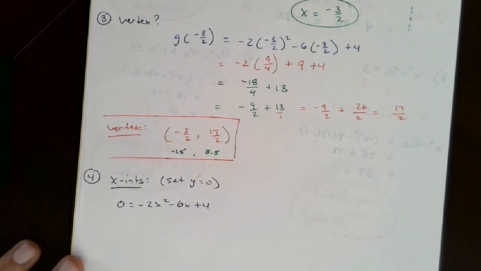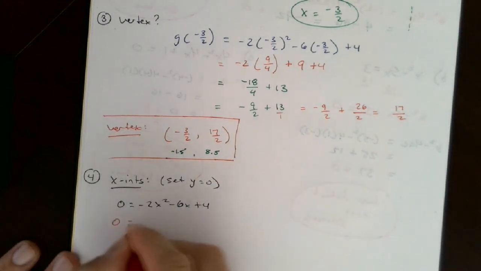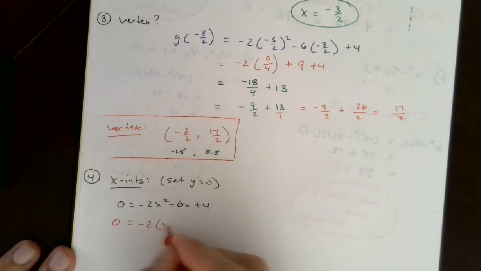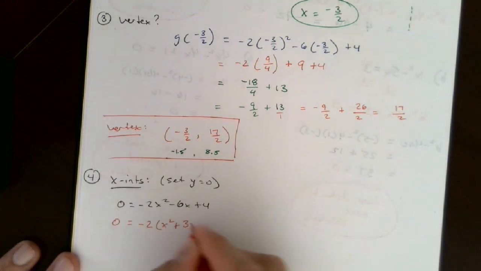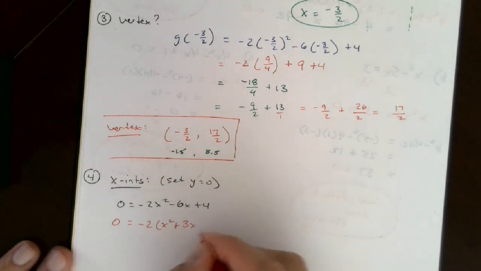Now to solve this, you might try factoring. That's the easiest way if you can factor it. We're going to factor out a negative 2. If I factor out a negative 2, I'm left with x squared. And negative 6x factoring out the negative 2 is a positive 3x. And 4 factoring out the negative 2 would be a negative 2.